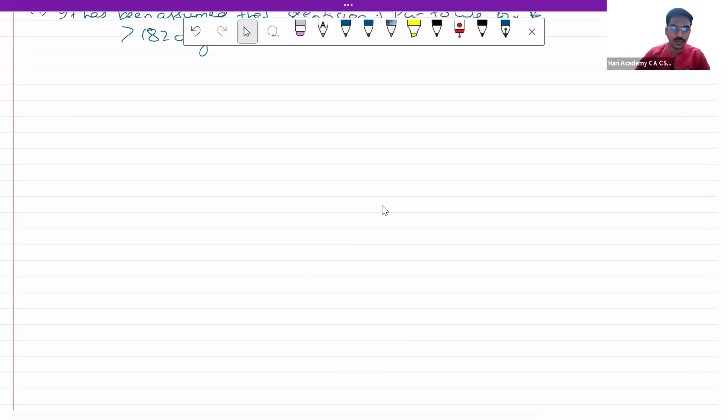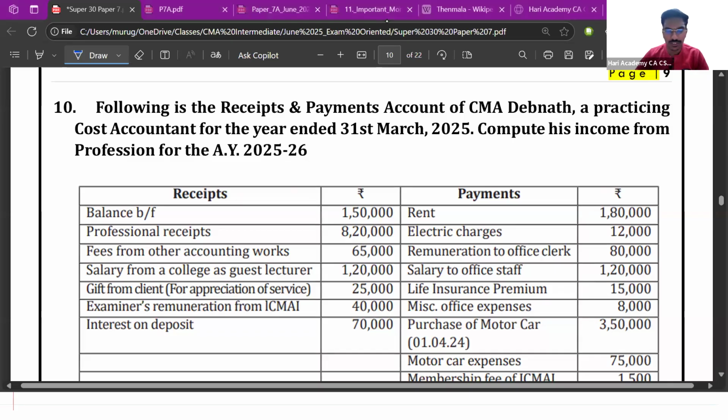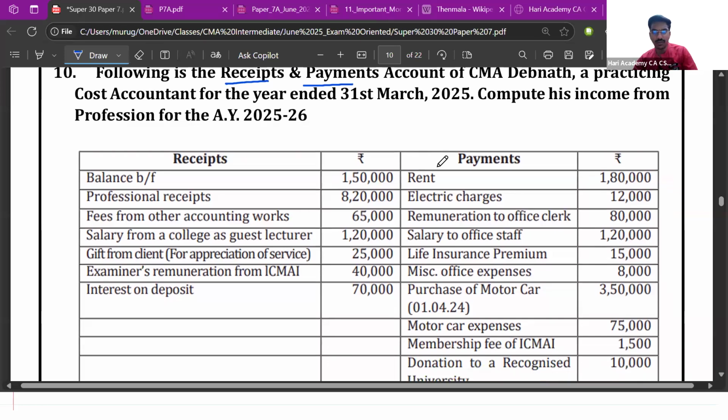So now let us continue to do question number 10. As far as question number 10 is concerned, what they have given is the receipts and payments account. So this is not a P&L account. Whatever discussion we have done in the previous question is not applicable for the present question. That is the beauty of income tax. Each question will be different in its own way, and each question has to be done in a different format. You cannot use the same format for everything. So now let us get into this question.